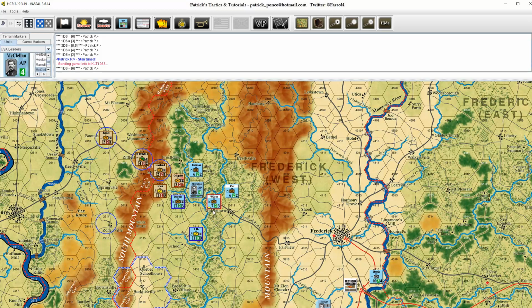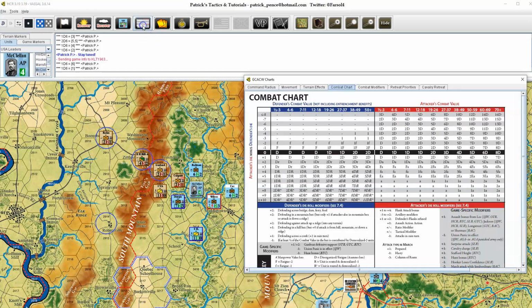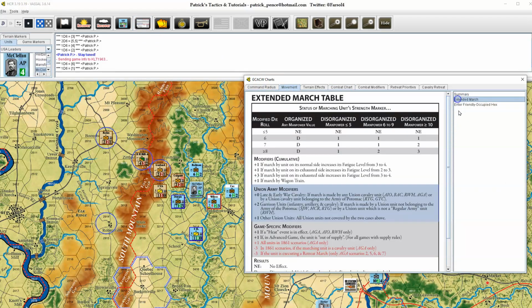All things being equal, the Union have an inherent more likelihood because they have a +1 to their extended march rolls. So he would roll here, and on a 5 or a 6, they would flip. And he's fine. He rolled a 1, so he just continues along his way without any stragglers. Everything's still in good order. If he had rolled a 5 or a 6, if he's organized, he will flip to disorganized. If he is already disorganized, he starts losing manpower, and you can see that on the movement charts there for extended march, there's a little extended march on the side. There are modifiers again that get horrendous if you're exhausted already and going to fatigue level 3 or 4. It's very likely that you're going to start peeling off people.